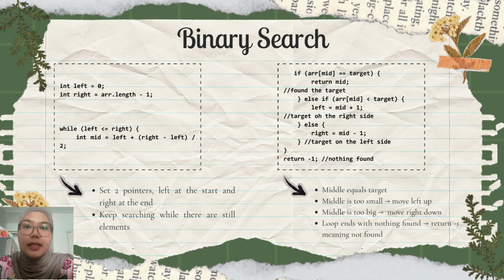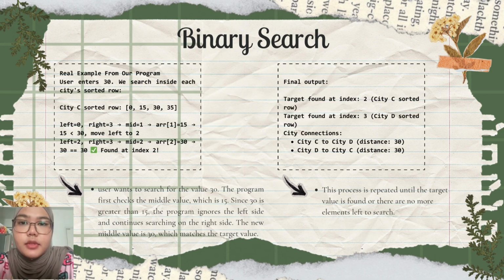For example, the user wants to search for the value 30. The program first checks the middle value, which is 15. Since 30 is greater than 15, the program ignores the left side and continues searching on the right side. The new middle value is 30, so the target is found. And then the process repeats until the target value is found or there are no more elements left to search.